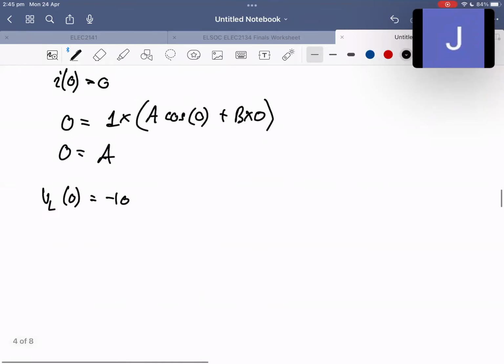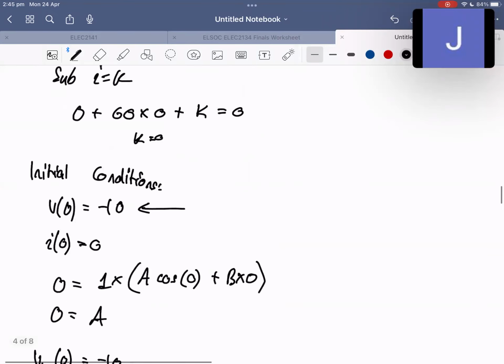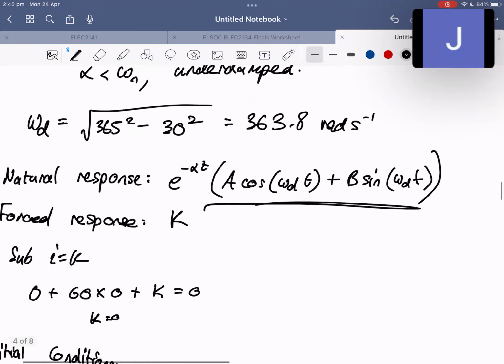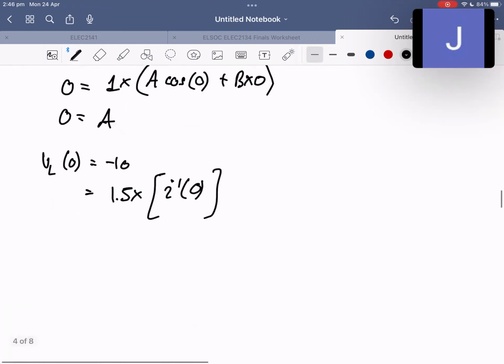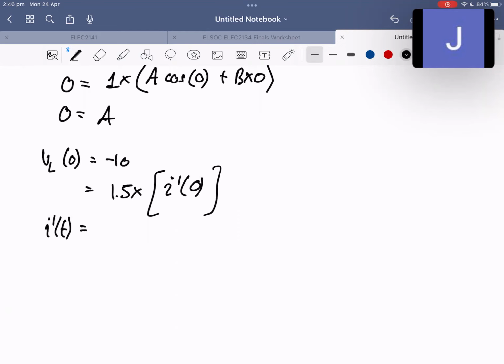And the voltage across the inductor, remember, we can relate back to L di/dt. So that's 1.5 times di/dt, or i dash of 0. Now it's a matter of getting i dash of 0, which is a bit annoying because you have to differentiate this exponential with two sinusoids. So I'll just do that here. So i dash of t, if I use the product rule, I can differentiate the exponential first: minus alpha e to the minus alpha t, and then like that.